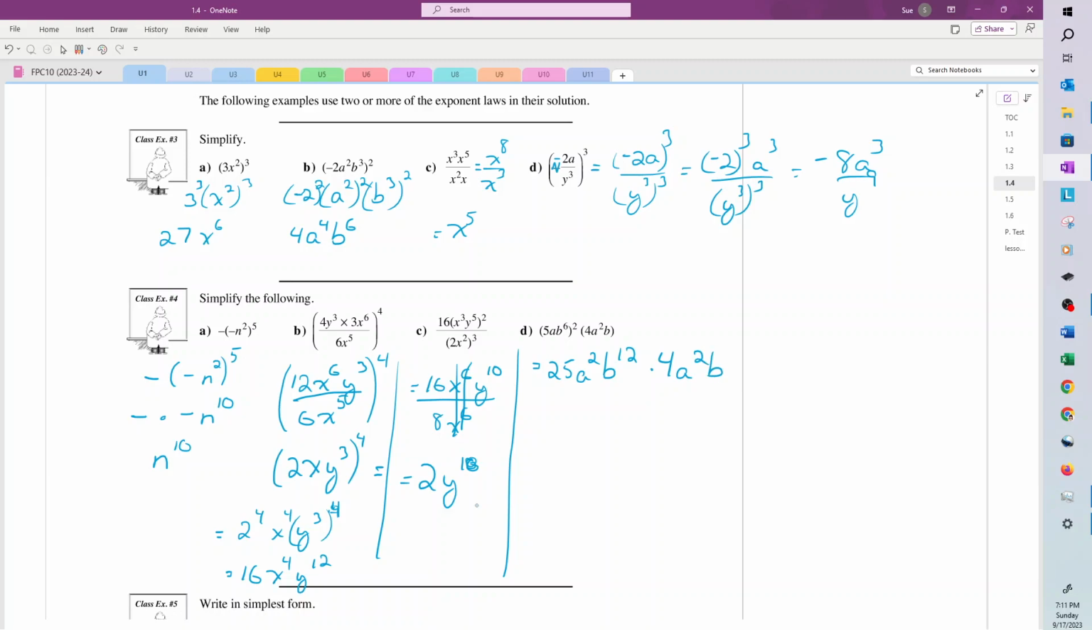Honestly, I can't imagine me not writing this step down. I can't see myself going 5 squared is 25 times 4 and going right to the next line. That way I personally would make too many mistakes. But everybody has their own comfort level of how many mistakes they're willing to make and how confident and competent you are at juggling things in your head. It's going to be up to you. Anyway, 25 times 4 is 100. A squared times a squared is a to the 4. And b to the 12 times b is b to the 13.